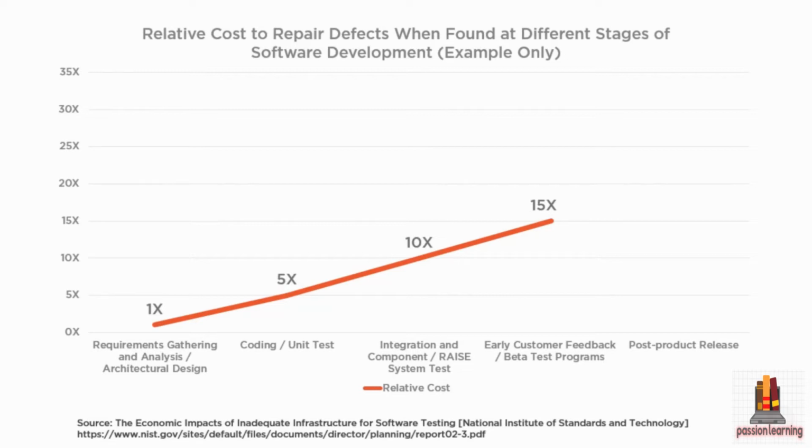But look what happens when we find a defect in production. The relative cost increases to 30 times. So we've gone from 5 times the relative cost at the coding or unit test phase, right up to 30 times the cost to fix it once it's released to production.